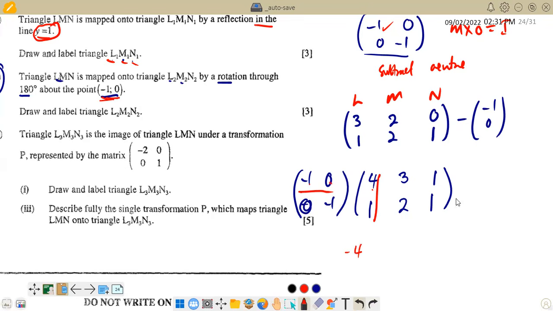0 times 1, that's a 0, so it's not going to add anything. Move on to this column. -1 times 3, that's -3. 0 times 2, that's a 0, so we're not going to add anything. -1 times -1, that's -1 on this row, on this column here. 0 times 1, that's a 0, so it's not going to give us anything there.